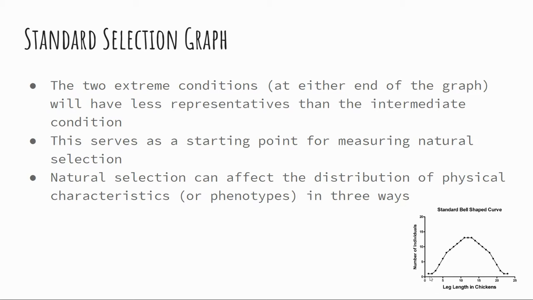So extreme condition, and then the intermediate, or the middle characteristic here at the top of the bell curve. Okay, so in this particular standard graph, the middle characteristic is favored and the extreme conditions are being selected against.